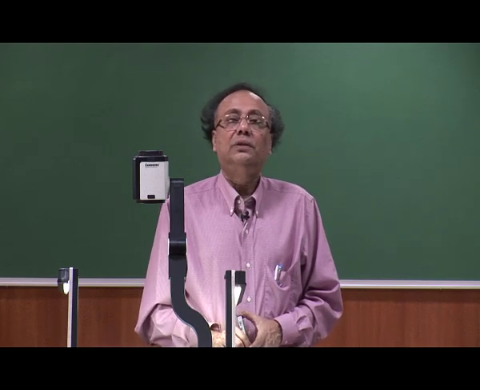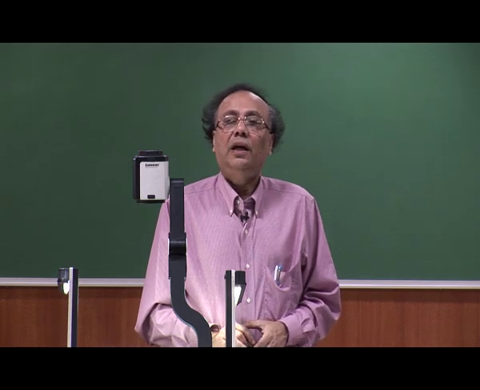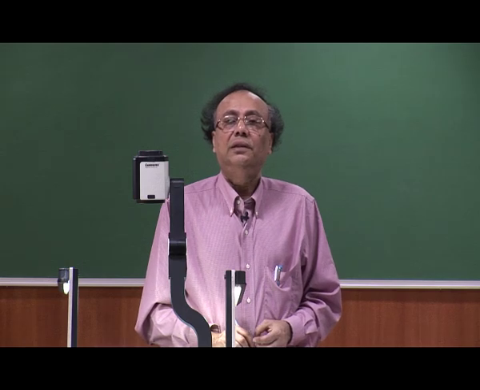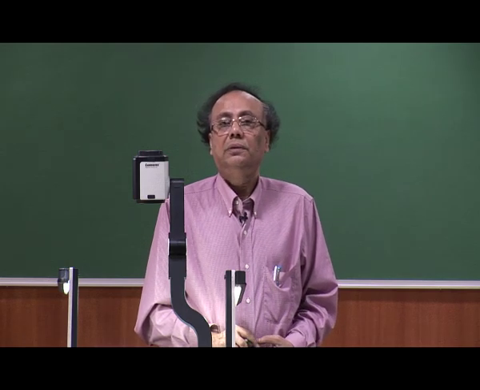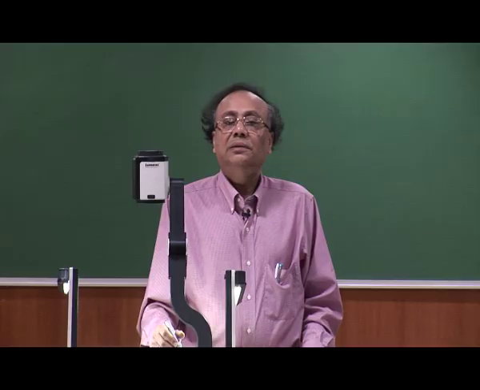This shows that we can have a unique inverse corresponding to each non-singular matrix A. And we have seen that we can find that inverse matrix by computing the adjoint matrix corresponding to A and dividing it by the determinant of A.